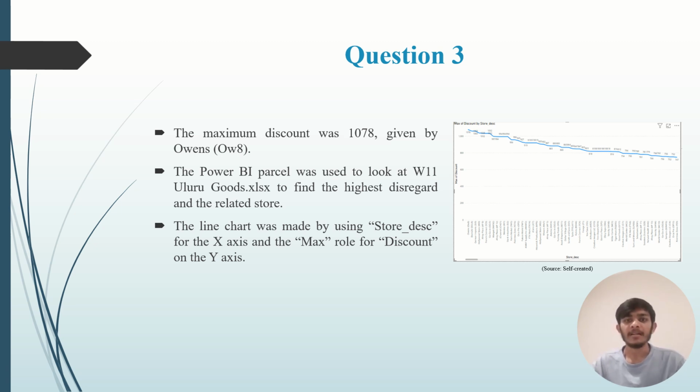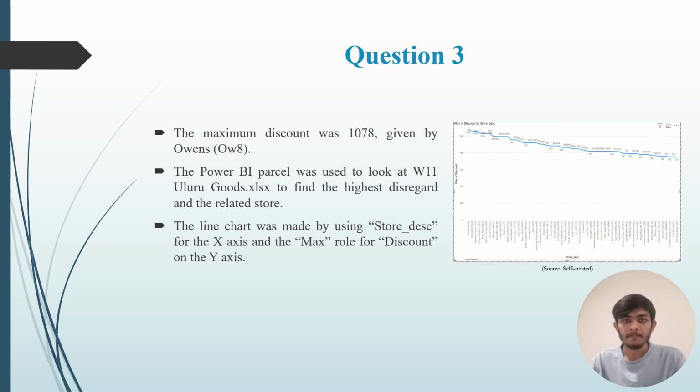Power BI was used to look at the W11 Uluru goods to find the highest discount and the related store. The line chart was made by using store IDs for the x-axis and the max of discount on the y-axis. By using this arrangement, it became easy to find the best individual discount offered at any store. Since the visual was sorted by value, the top part of the chart highlighted the superlative discount achieved. It appears that the store 08 issued the biggest discount.